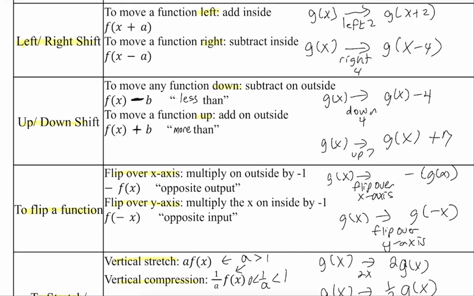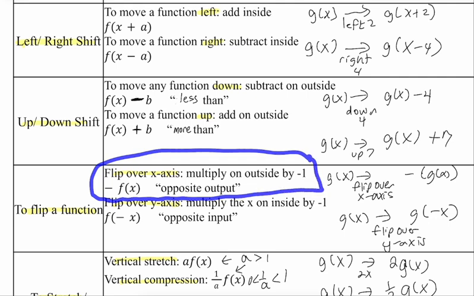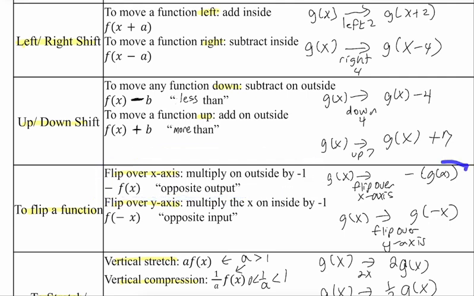Now let's talk about flipping a function. If we're flipping a function up and down, that is flipping it or changing it vertically. Anytime we want to change it vertically, we do something on the outside. So to flip it over the x-axis, we multiply on the outside by -1. So that's what happened here to our g function. I've multiplied on the outside by -1, and I flip it over the x-axis.